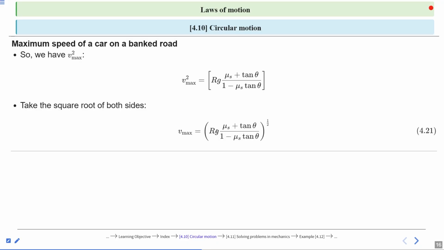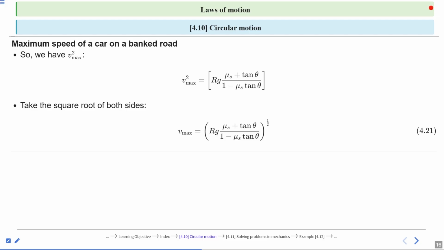So we have V square max equal to Rg (mu s plus tan theta) divided by (1 minus mu s tan theta). This is the square of the maximum speed. Take the square root of both sides, and we will get V max. So V max is equal to [Rg (mu s plus tan theta) divided by (1 minus mu s tan theta)] whole power 1 by 2, or we can say under root Rg (mu s plus tan theta) divided by (1 minus mu s tan theta). This is the maximum speed of a car on a bank road, and this relation is very important for the exam.